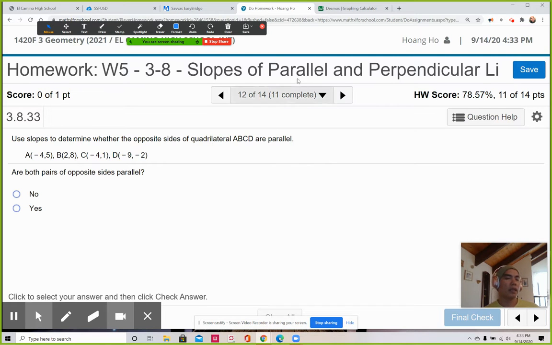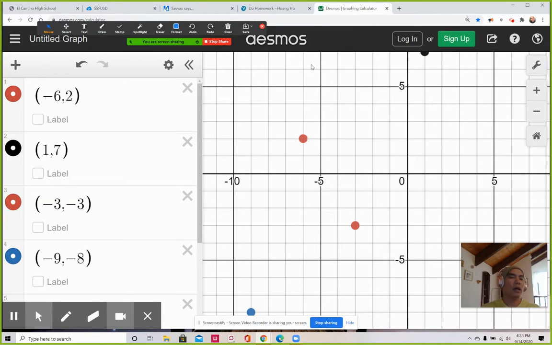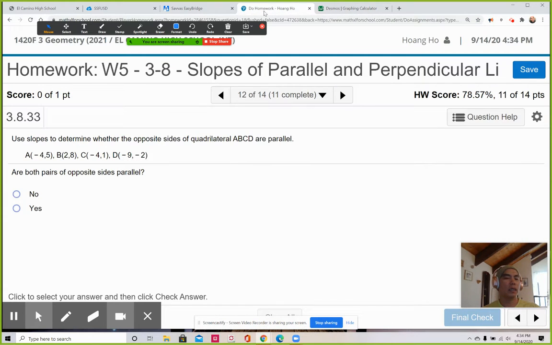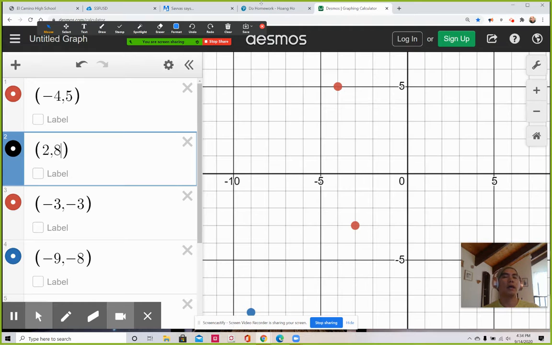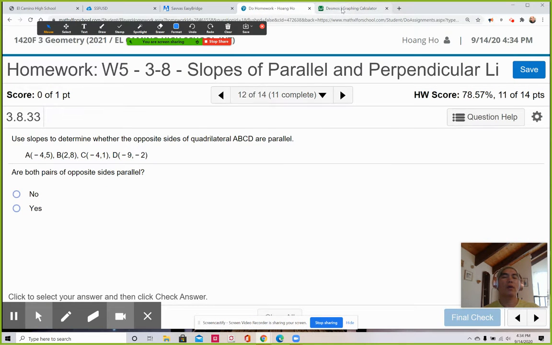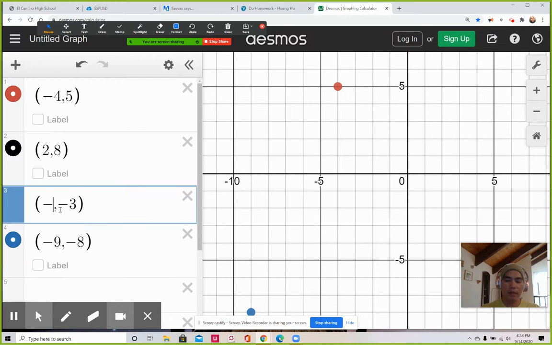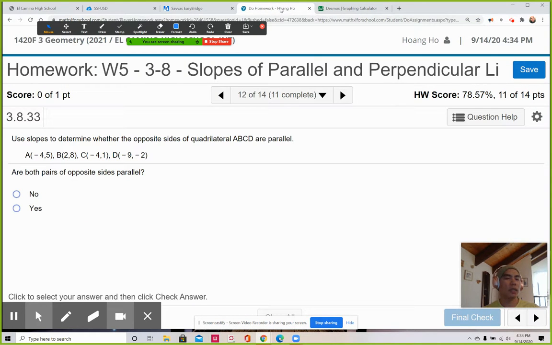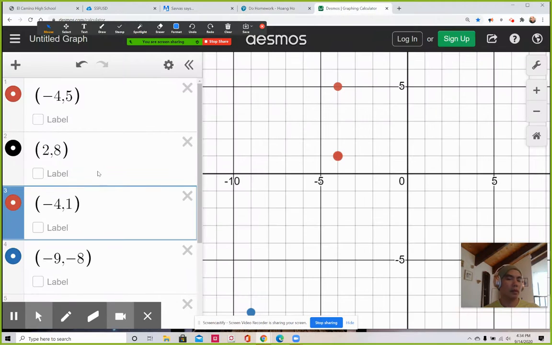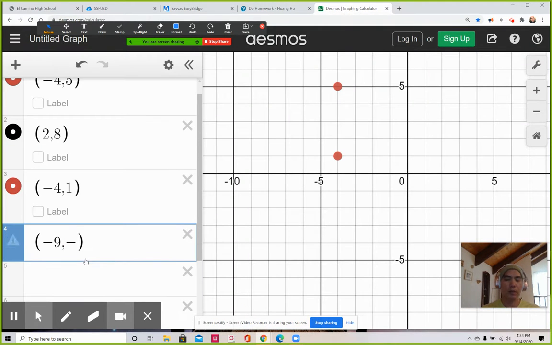All right, it's very similar. Let's do it again. Negative 4, 5. I can just revise here. Negative 4 and then 5. All right. Next point is 2, 8. Next point is negative 4, 1. Negative 4 and then 1. Make sure it's 1. Okay. The last point here is negative 9, negative 2. Negative 9, negative 2. All right.